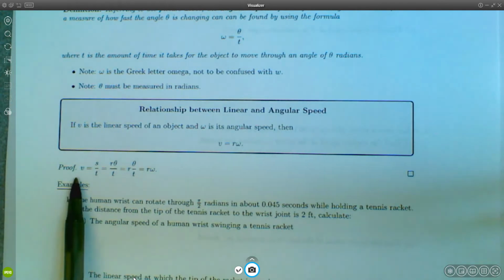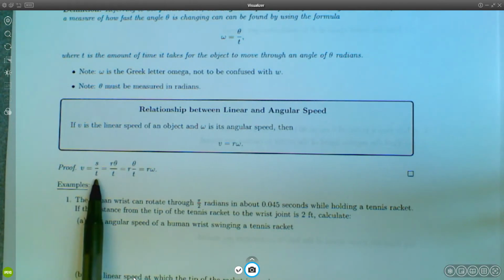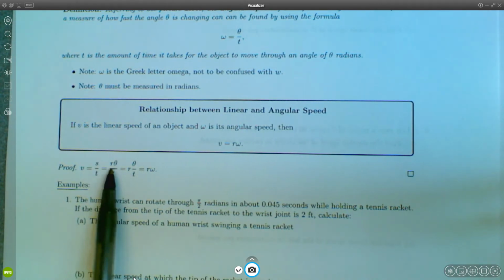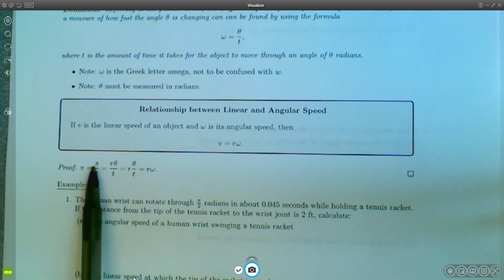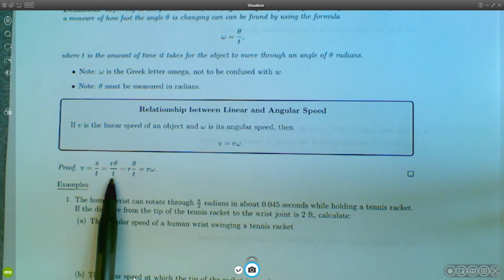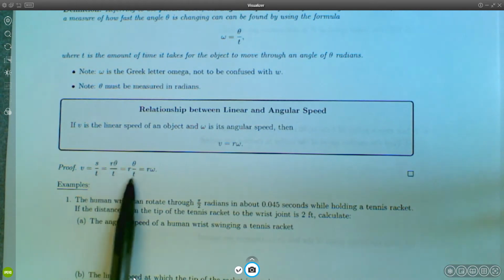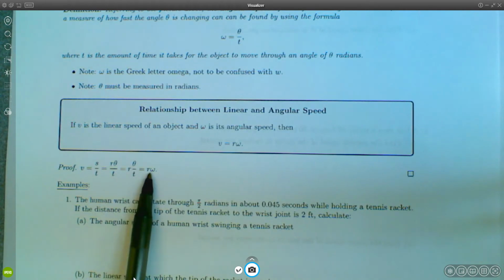But we can prove it. We can say v is s over t. s is the same thing as r times theta, right? Arc length is radius times the angle. So s over t is r theta over t. We can move the r out, and then theta over t is just omega. So this is just r times omega. Okay, let me give you some examples of this.